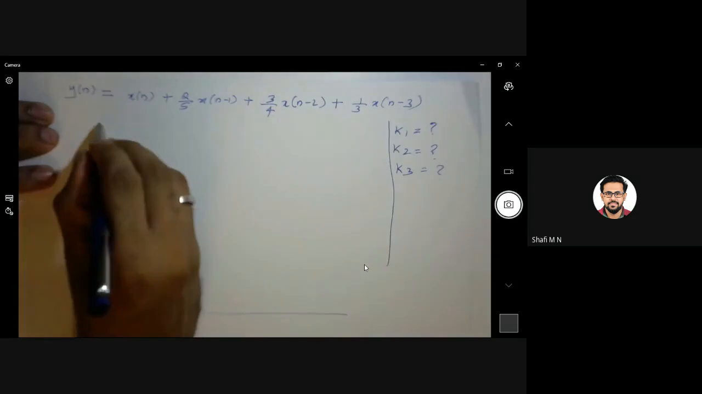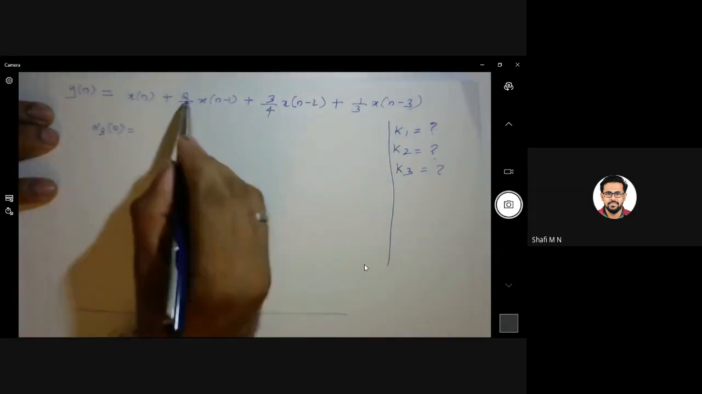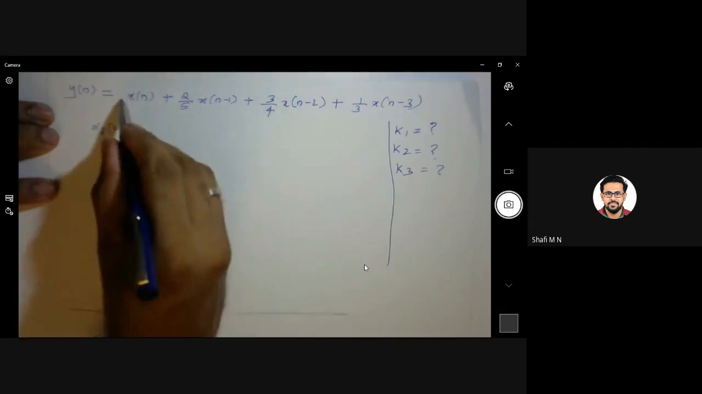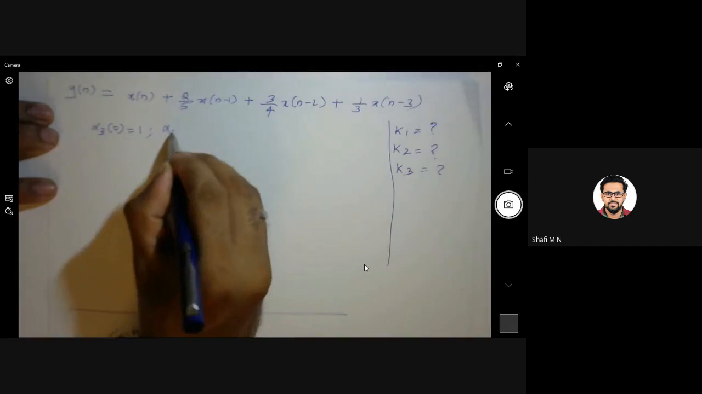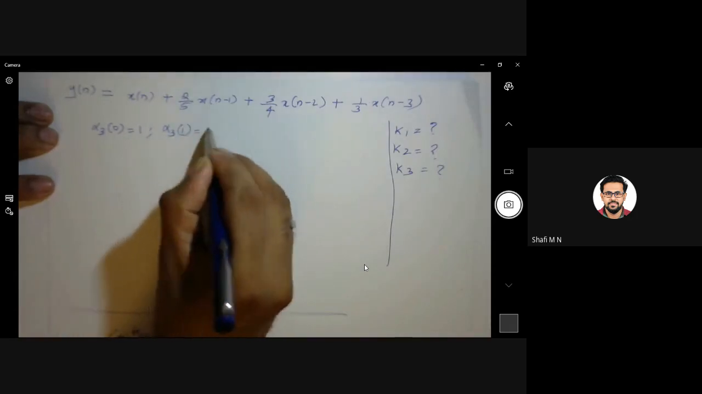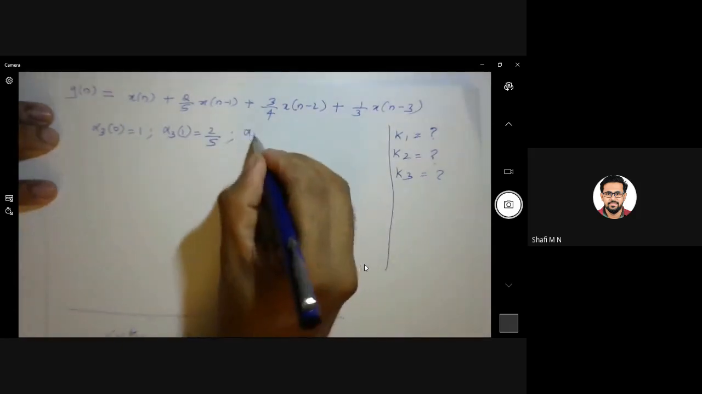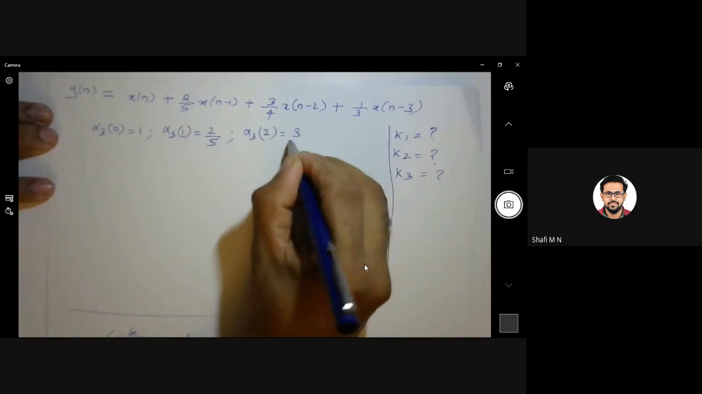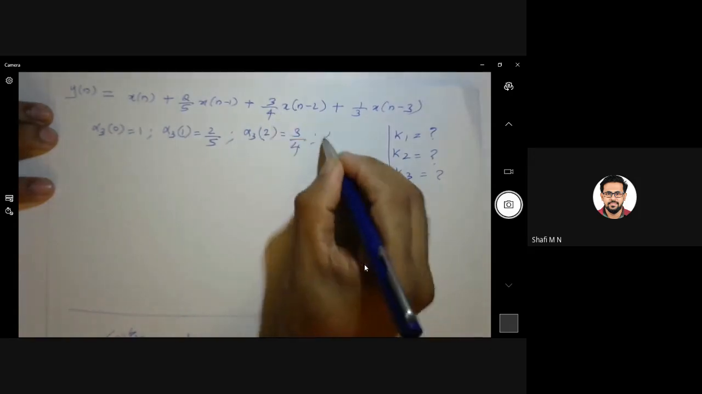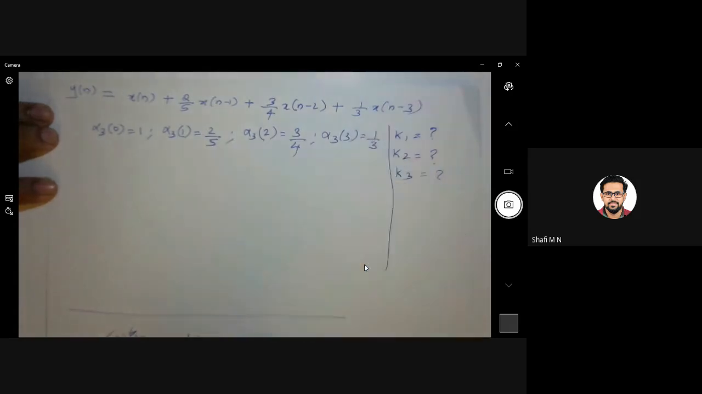So this is a third order system. First you will get alpha 3 of 0. Okay, 0, 1, 2, 3. Alpha 3 of 0 is this coefficient, that is 1. Next, alpha 3 of 1, that is 2 by 5. Next, alpha 3 of 2, this is 3 by 4. Next, the last one, alpha 3 of 3, that is 1 by 3.